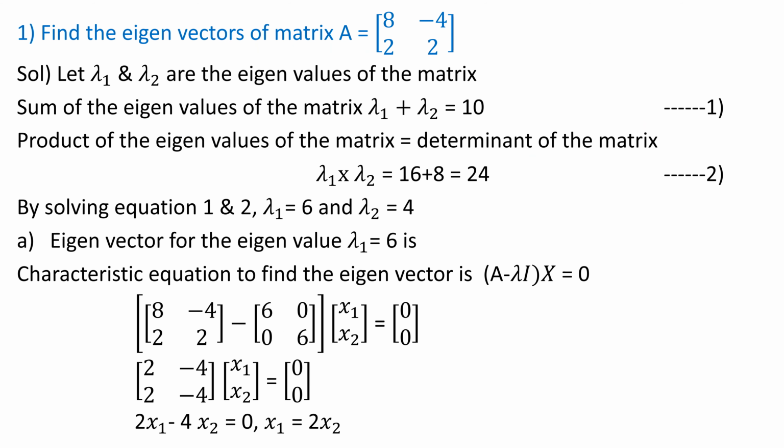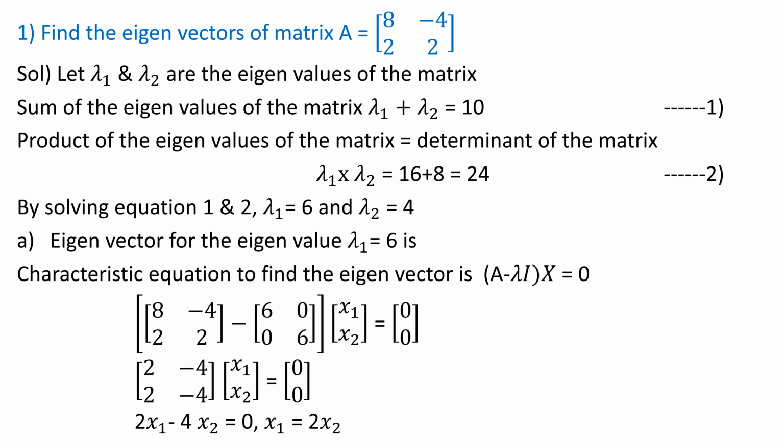Now let us see how to find the eigenvectors of the given matrix. Question number 1. Find the eigenvectors of the matrix A, and the given 2 by 2 matrix is [8, -4; 2, 2]. So in order to find the eigenvectors, first we need to know the eigenvalues of the matrix. Let us take lambda 1, lambda 2 as the eigenvalues of the matrix.